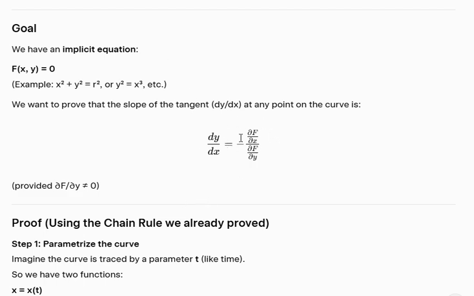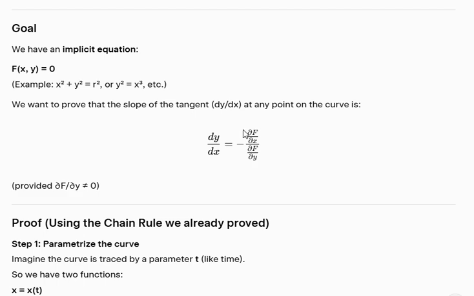Based on this, if dy by dx at that particular point is of 0 by 0 form, the partial derivative of f means differentiating f with respect to x, keeping y constant. That is called the partial derivative of f with respect to x. If the partial derivative of f with respect to y is 0, it means there is no unique solution.